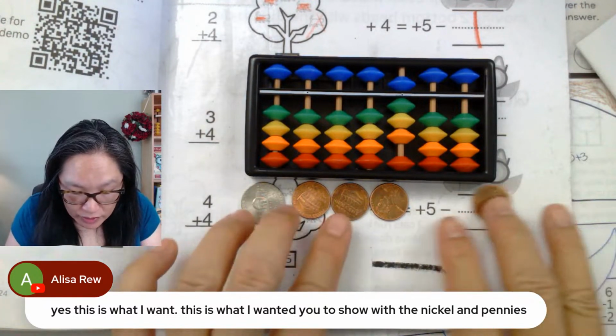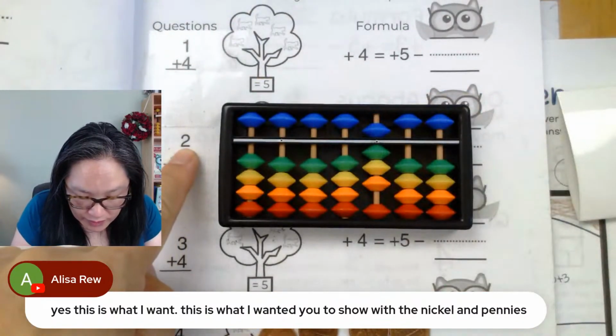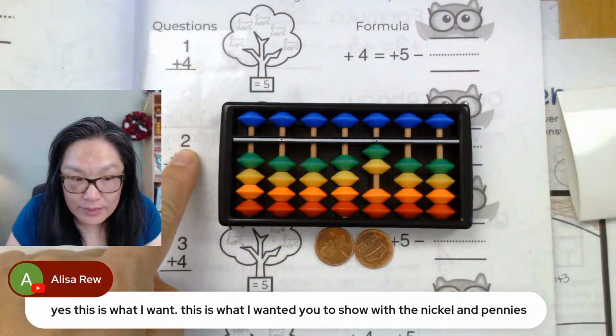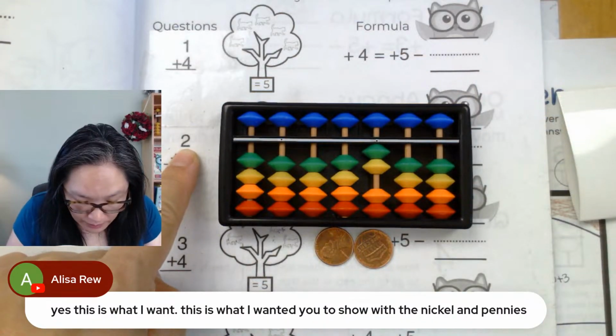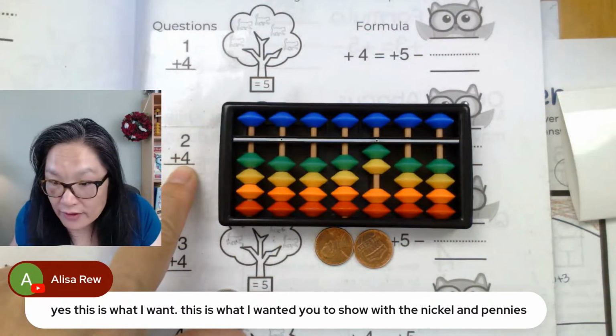So when we do it, we can do it again. If we have two, the first thing we start off with is two on the abacus. Then my next one is I need to add four, but to add four, I don't have enough beads.